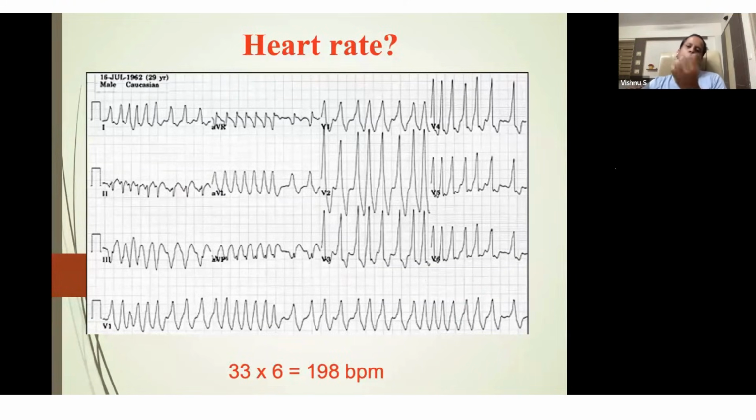So counting heart rate like this, for regular rhythm and irregular rhythm, is like this. It's the basic of finding out the heart rate from the ECG, which is important most of the time.